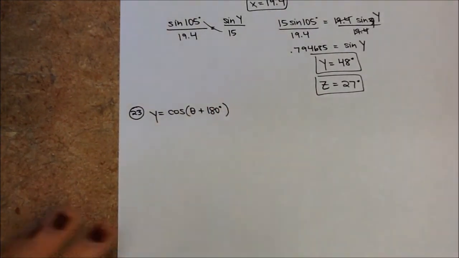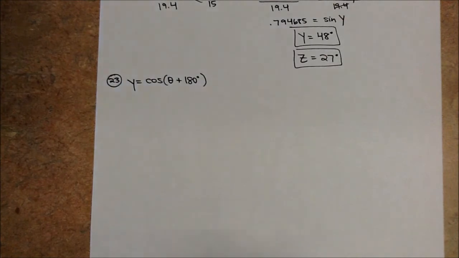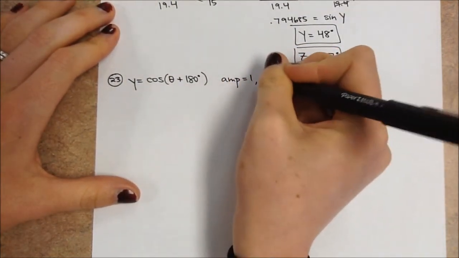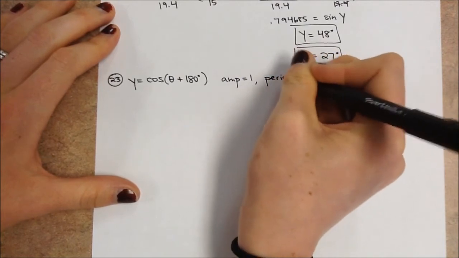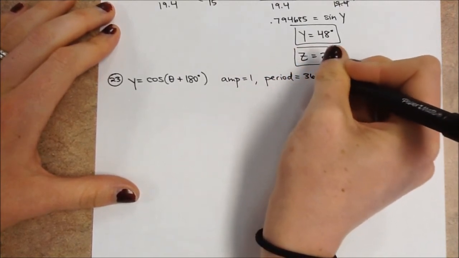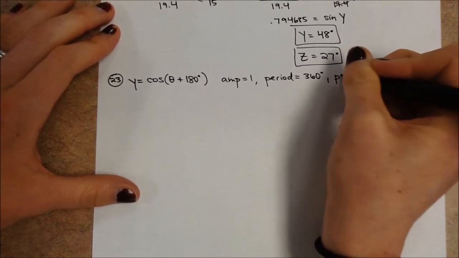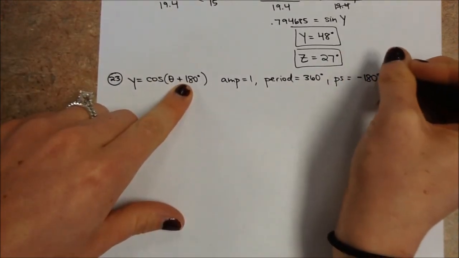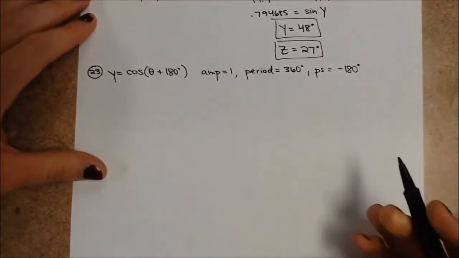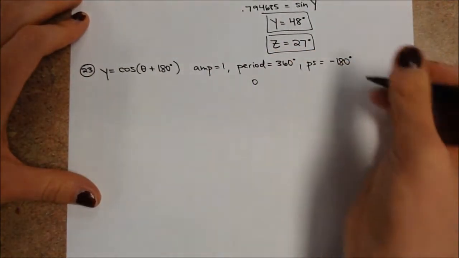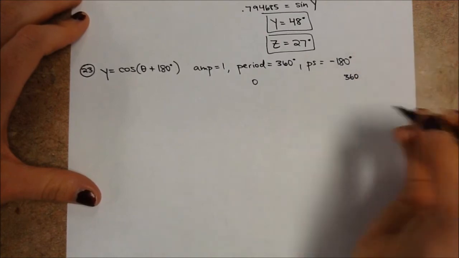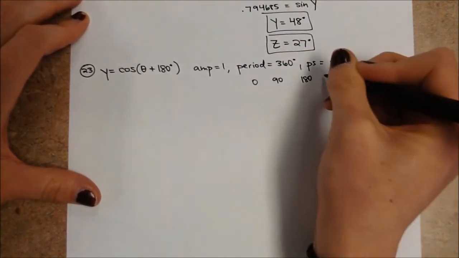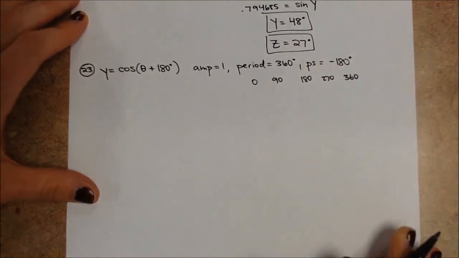Okay, so the only thing being affected here is just the phase shift. So my amplitude is still 1, just standard. My period is still 360 degrees. My phase shift, it moves everything to the left 180 degrees. Okay, so let's set up what the normal period would look like. You'd start at 0, you'd end at 360, the halfway point would be 180, quarter mark, and 3/4 mark.